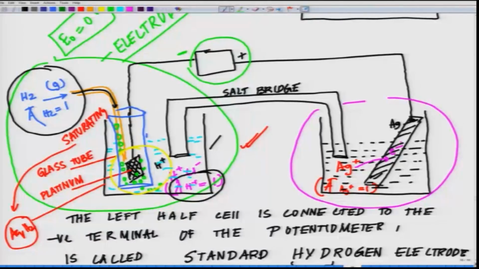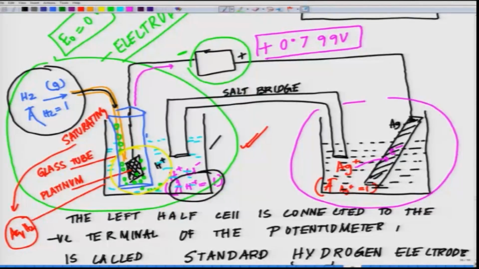Now in this situation, what is happening? The electrons from here are flowing to the silver, and what you observe on the meter is a positive voltage, 0.799 volt. Why is this important?